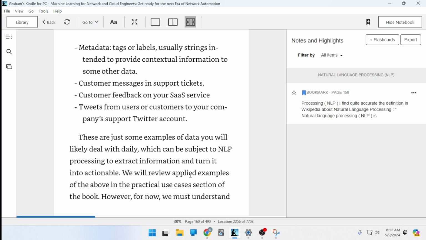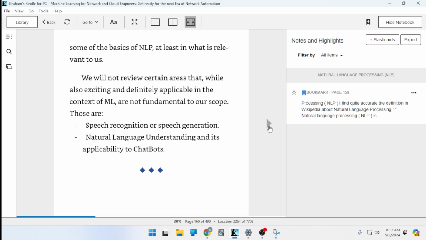We will review applied examples of the above in the practical use cases section of the book. However, for now, we must understand some of the basics of NLP, at least in what is relevant to us. We will not review certain areas that, while also exciting and definitely applicable in the context of ML, machine learning, are not fundamental to our scope. These are speech recognition or speech generation, natural language understanding, and its applicability to chatbots.